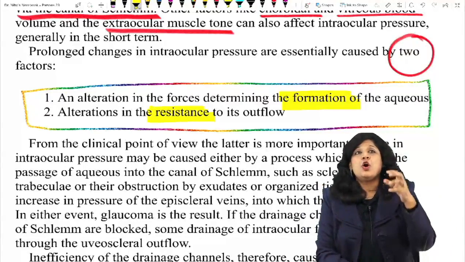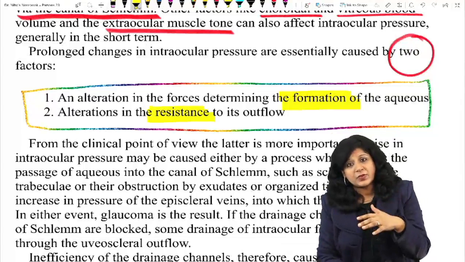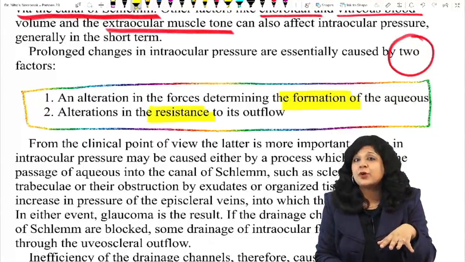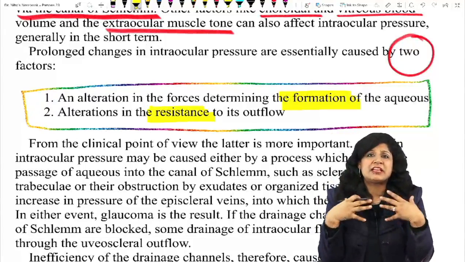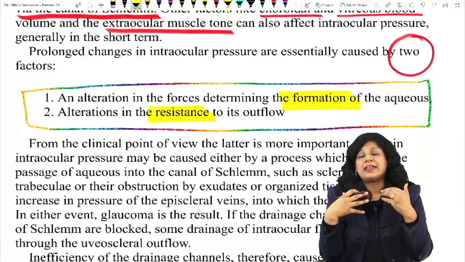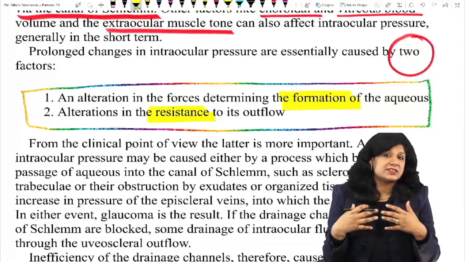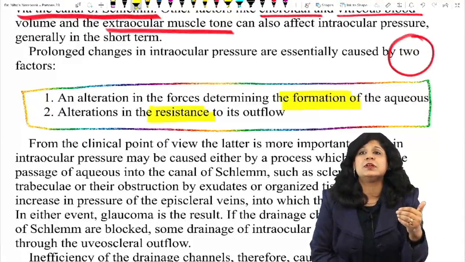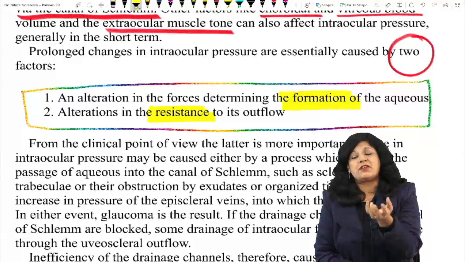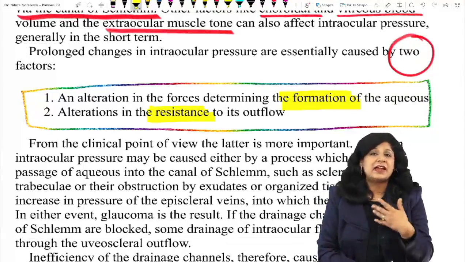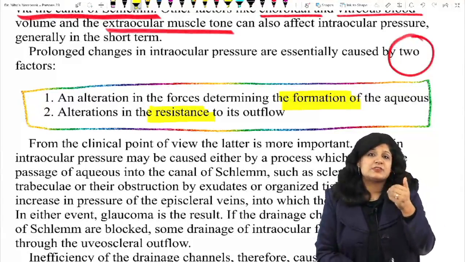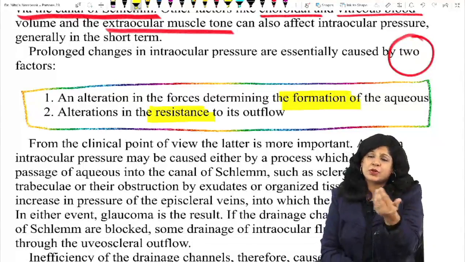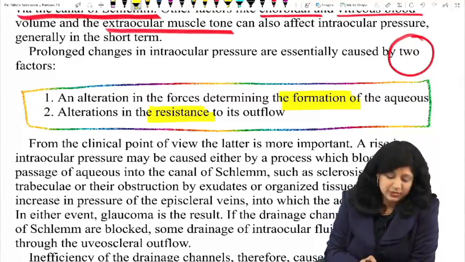So if I have alteration in those things which form the aqueous humor, either there is very little formation or there is a very large increase in the formation, or in the things which offer the resistance. So at times we have increased resistance. Now whenever you have increased resistance, maybe due to changes in the trabecular meshwork, we have inflammatory cells, pigmentary cells, sclerosis and any other thing, then I will have less drainage, and less drainage will lead to more and more aqueous humor. More aqueous humor will lead to raised intraocular pressure.